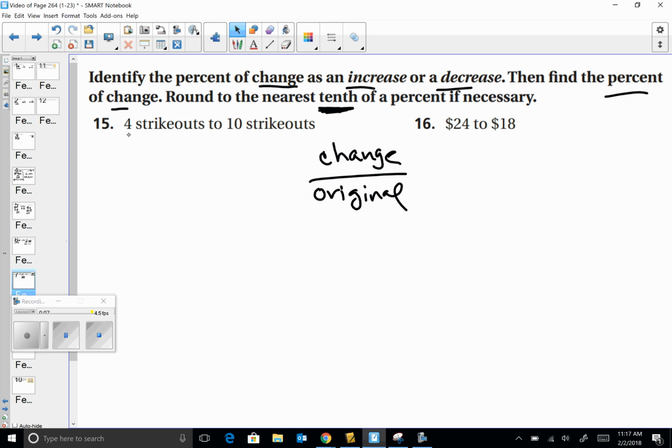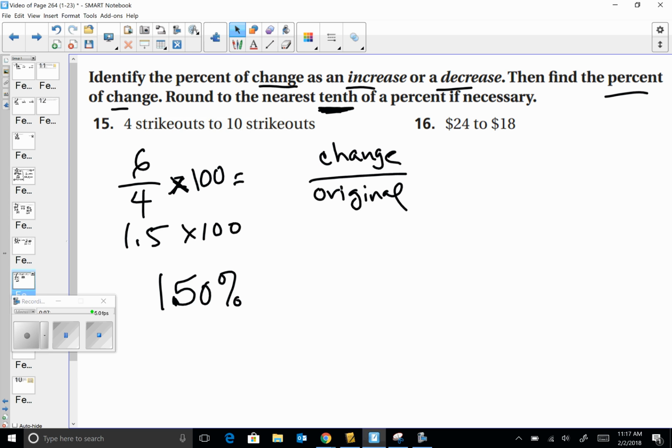Okay, so from 4 strikeouts to 10 strikeouts, that's a change of, sorry, excuse me, a change of 6, and then the original was 4. Remember, we're going to get a decimal, so we've shown you, you can just multiply that by 100, and that will give you that percent. So 6 divided by 4 is 1.5, and 1.5 times 100 is 150, 150%, and that's going to be an increase because it went from 4 to 10.